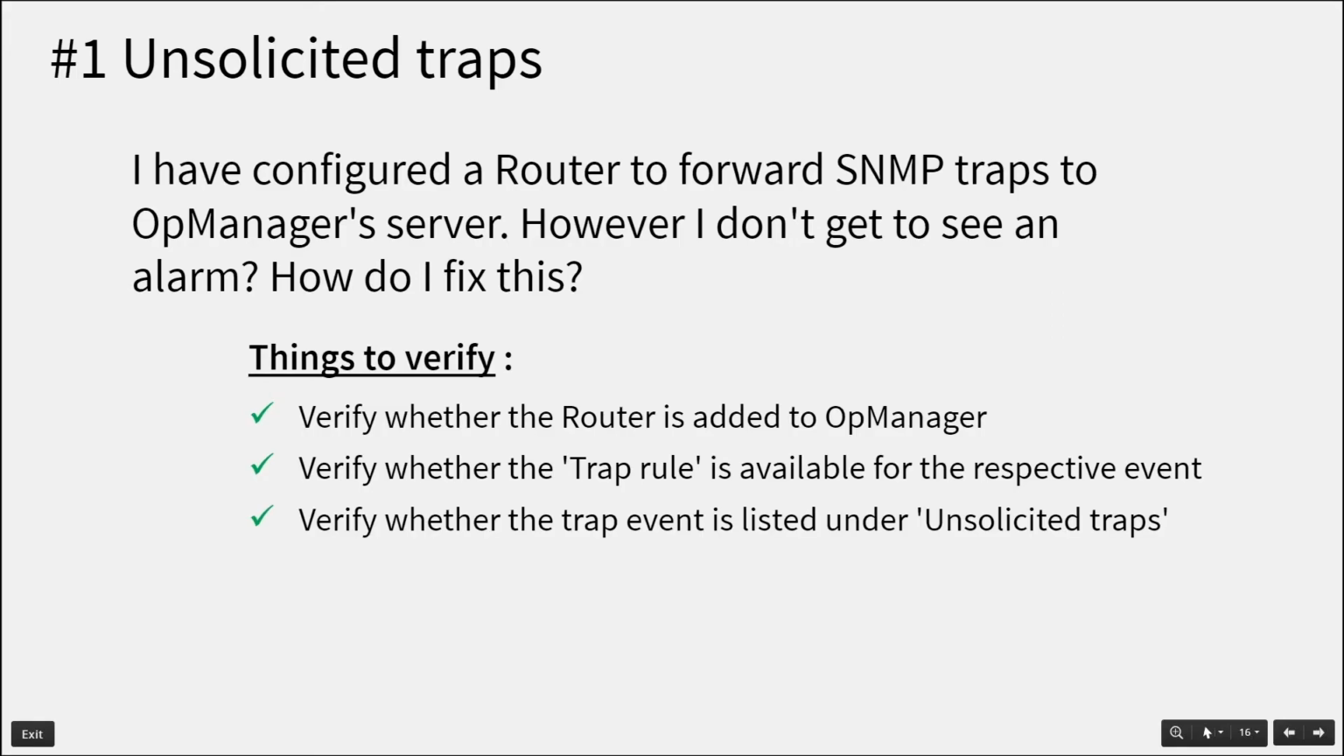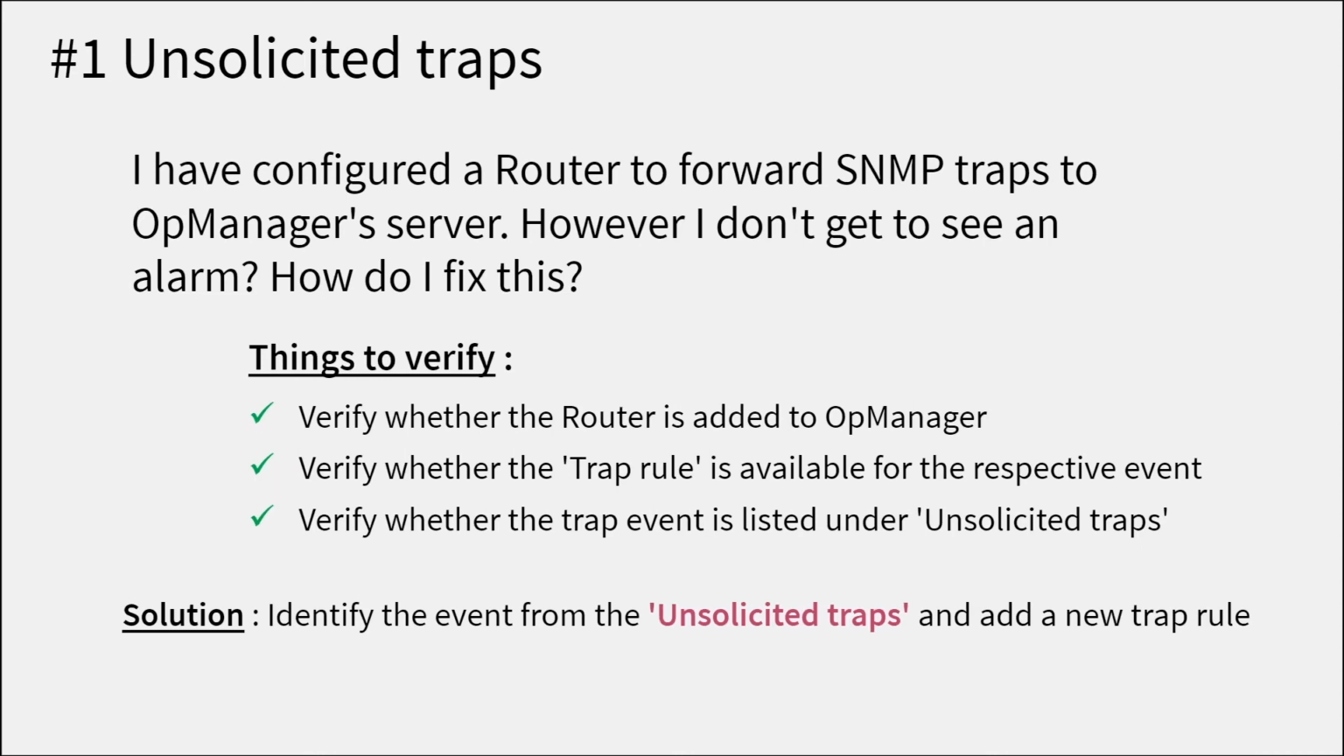So what you need to do is check: say the router is added and the trap rule is not defined, then the only place that you need to check to identify the trap is the unsolicited traps. I will navigate and show you where it is available. The solution is to identify the event from the unsolicited traps and add a new trap rule.